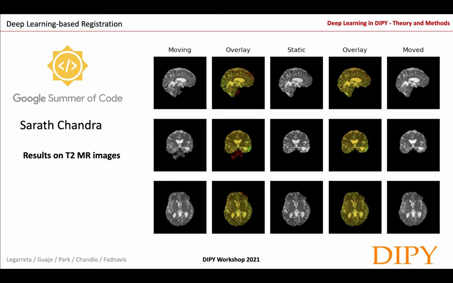Here is an example with T2 MRI registration: moving, static, moved, and the overlays before and after. We can see here that registration is improving the overlay.